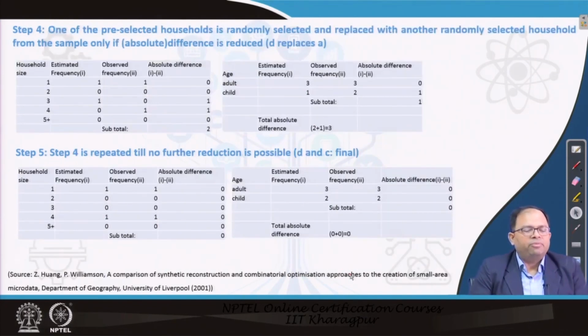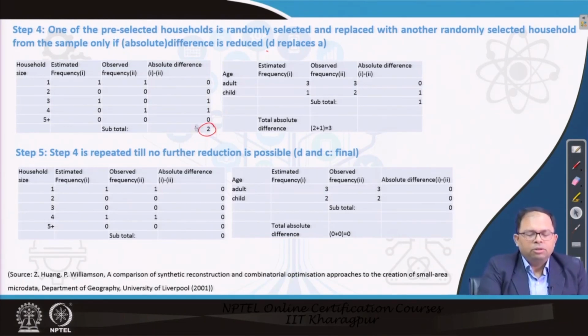So, in step 4, one of the pre-selected households is randomly selected and replaced with another randomly selected household from the sample, only if the absolute difference is reduced. So, here we replace A with D. After we do that, the total absolute difference comes down to 2 for the households, and for the population the absolute difference comes down to 1. So, total absolute difference is 3.